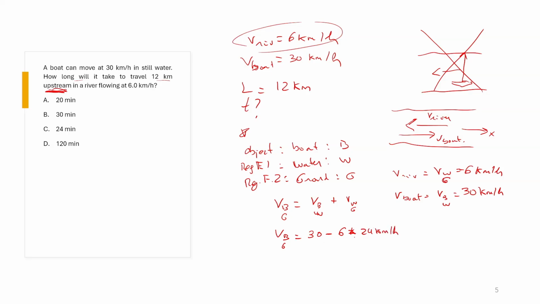And once I see that, then I can ask what is the time? Well, the time is distance divided by velocity, and so that's going to be 12 kilometers over 24 kilometers per hour, and that's going to be equal to 0.5 hours. 0.5 hours is 30 minutes. So going upstream at that velocity takes 30 minutes.